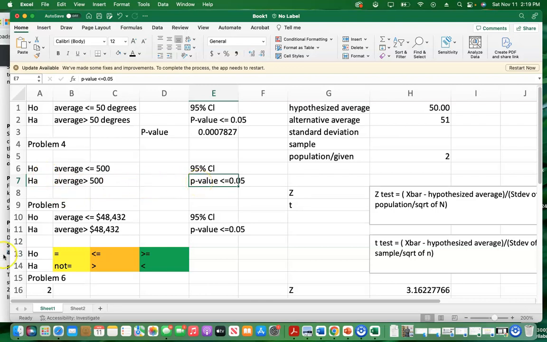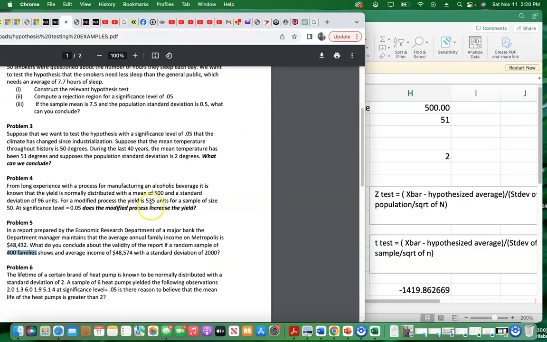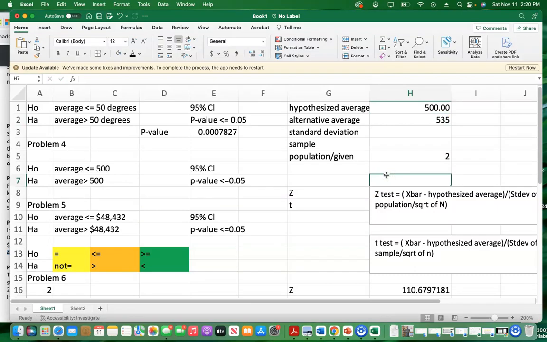Now we look at the information which is provided, and we need to fill this simple model which we have developed. And so what is the hypothesized average for this problem? We can see it is 500. So let me write there 500. The alternative average, the average that was obtained after modifying the process. In this case, we can see it is 535 units.